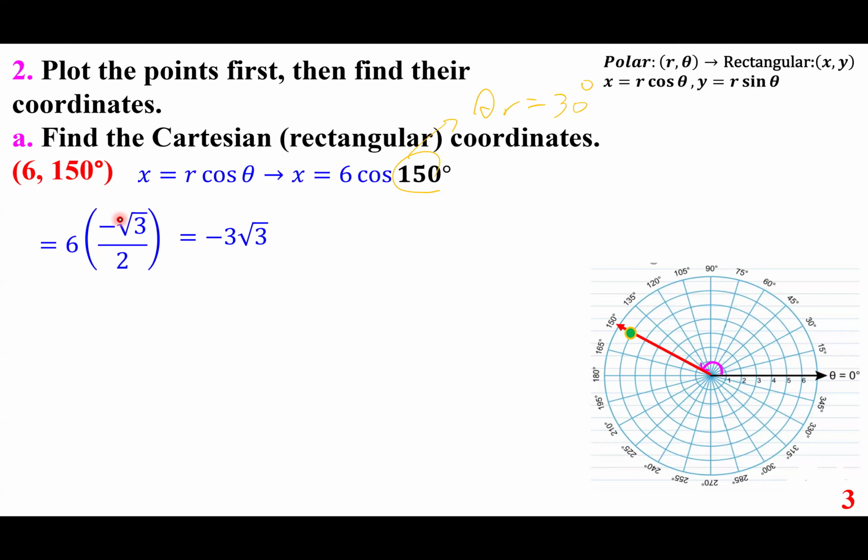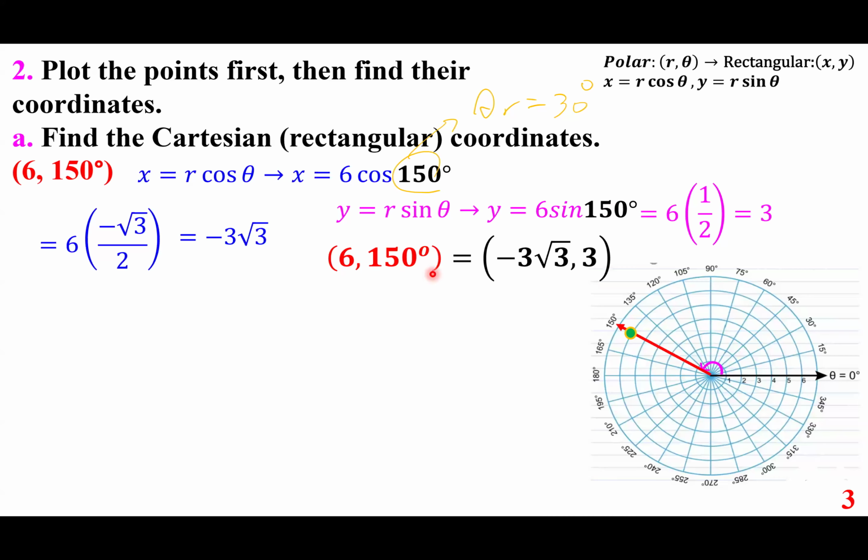We do the same thing with the sine. That means y equals r sine theta. Sine 150, again, like I said, the reference angle is 30 degrees and sine is positive in the second quadrant. So this is the same as sine of 30, which is 1/2. And 6 times that is 3. Therefore, 6 comma 150 degrees is the same as negative 3 square root of 3 comma 3. So that is going from one format to the next. Find the polar coordinates of 2 comma negative 2.